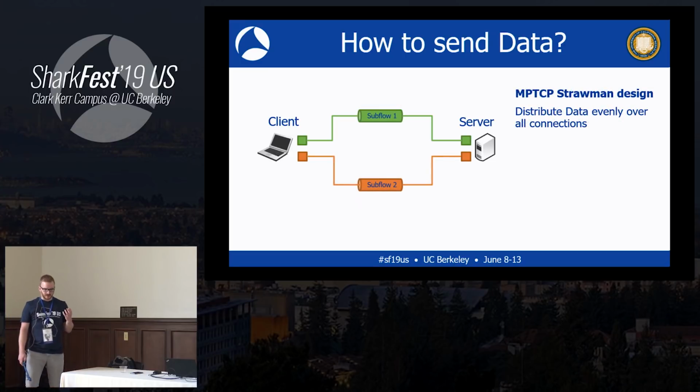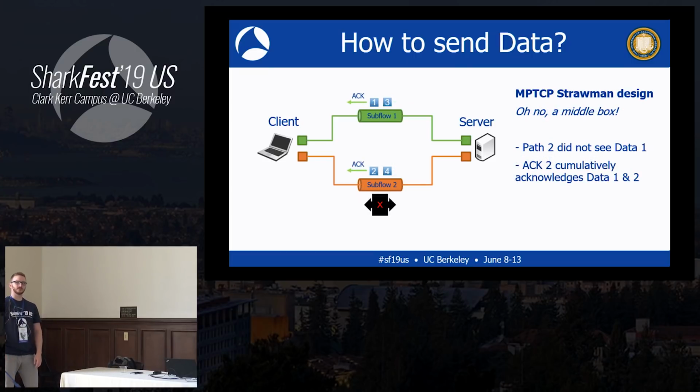So with multipath TCP, the very first thought was maybe we just split the data across all the links that we have, or across all the paths that we have. Meaning if we have four packets or chunks of data, we're going to send 1 and 3 on the first subflow and we're going to send 2 and 4 on the second subflow. Yeah, that could work.